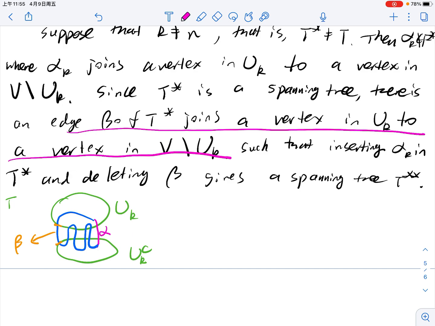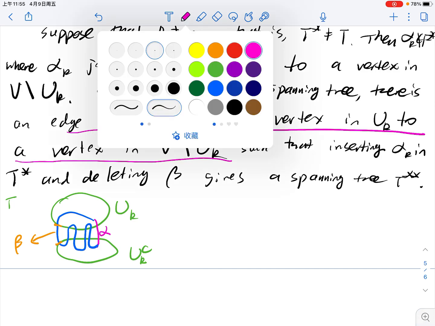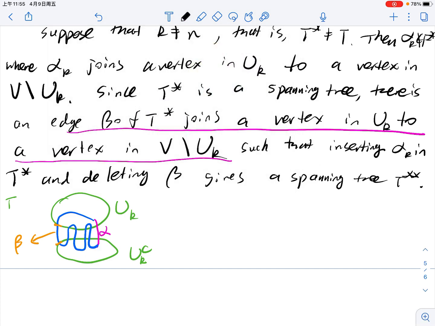This is not trivial. We need to show it, because from the lemma we proved in the last few lectures, there's no guarantee that beta always connects U_k and U_k complement. So this is a new property you need to verify. But from the picture it's clear: alpha connects U_k to U_k complement. If there's no such beta, then the cycle cannot go back to U_k again.